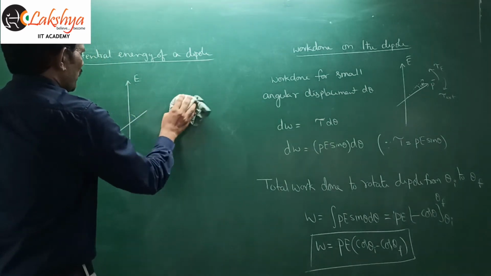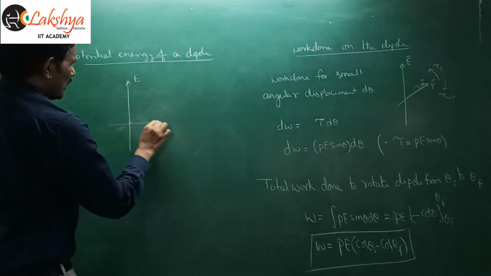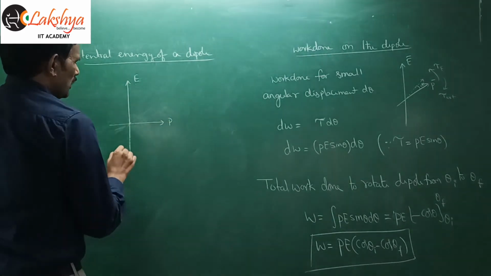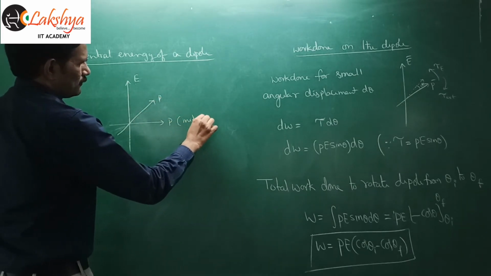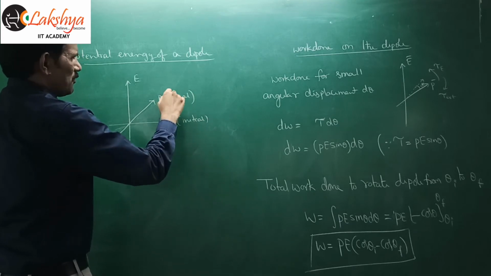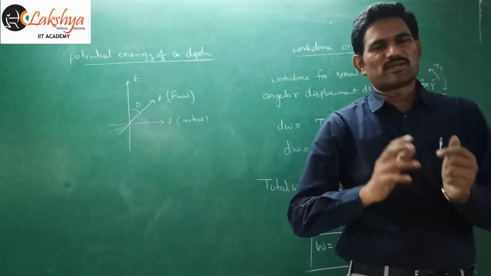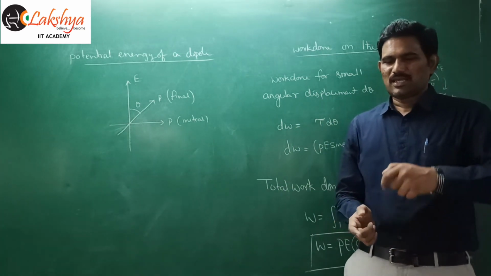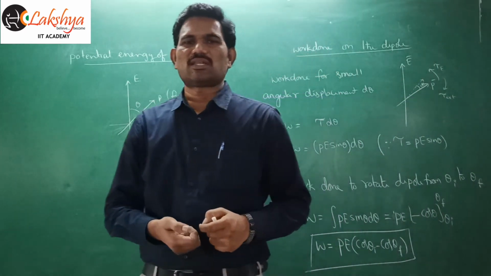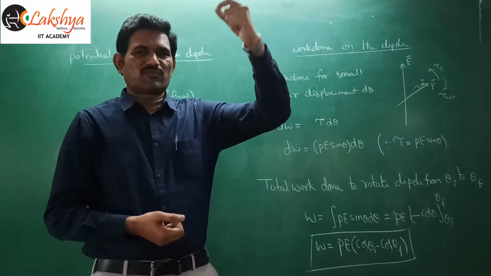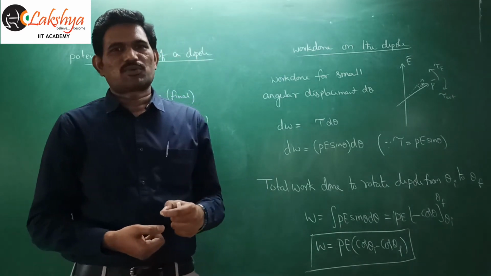Now this potential energy is defined as the amount of work done in displacing the dipole from the initial normal position to any angle theta. This is our initial position. This is the final; the final angle may be any angle. That amount of work done is stored as potential energy in the dipole. Like in gravitational potential energy, we take some reference. When the object is on that reference, we take the potential energy as 0. When it is above the reference by a distance h, we write the potential energy as mgh. If it is below the reference line, we write the potential energy as minus mgh.